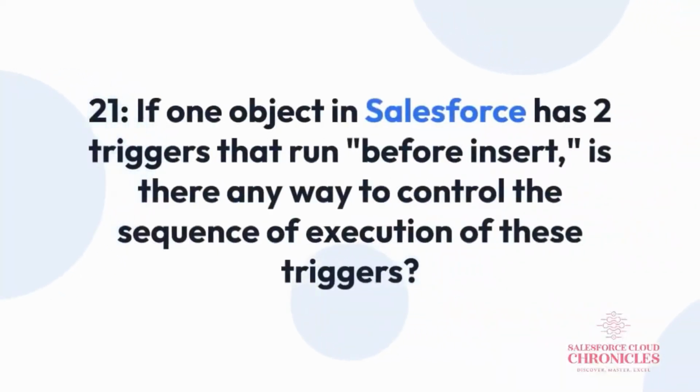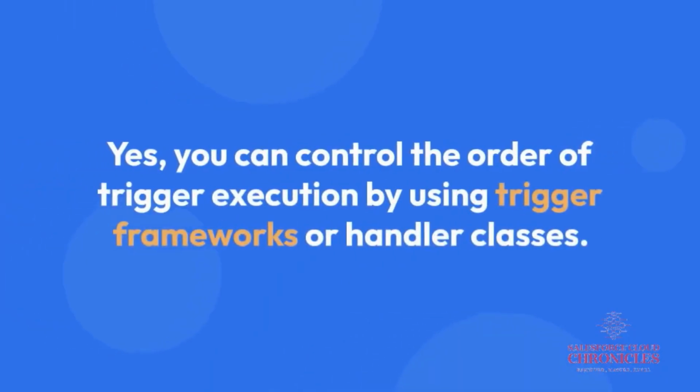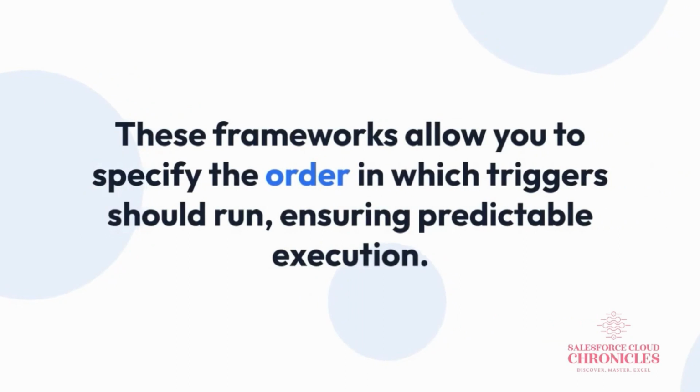If one object in Salesforce has 2 triggers that run before insert, is there any way to control the sequence of execution of these triggers? Yes, you can control the order of trigger execution by using trigger frameworks or handler classes. These frameworks allow you to specify the order in which triggers should run, ensuring predictable execution.